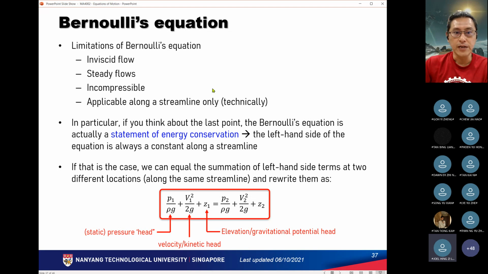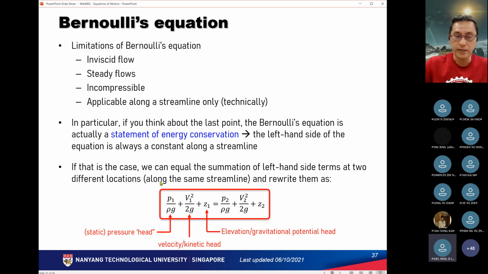Now, if you look at this equation over here, I think previously we mentioned that Bernoulli's equation is actually a statement of energy conservation, whereby the total energy at this point along the streamline must be equal to the total energy along the same streamline. That means the summation of the various energy terms must be the same, not the individual terms, because the contributions can vary depending on what's happening with the flow. But the total energy of the various components must remain the same.